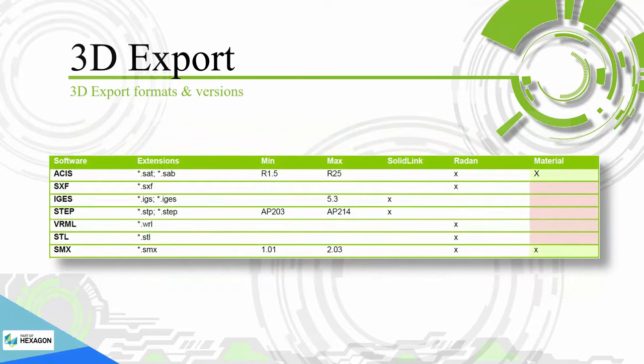3D export formats. The table in front of you shows you the file types that we can export from Radan 3D, again with the associated file extensions. Columns 3 and 4 show you the minimum, maximum versions that can be exported. And again, the column marked material at the end indicates which file types will include material when exported.